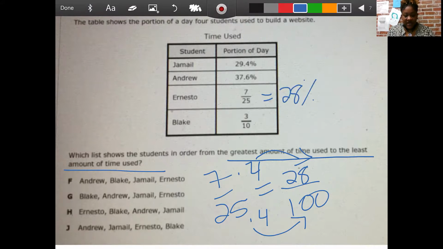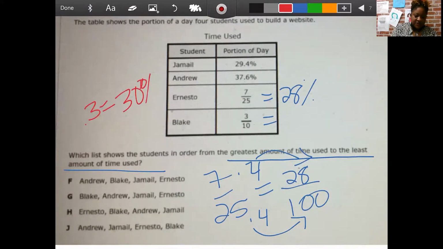Okay? 3/10 is super easy. 3/10, convert it to a percent, move the decimal over 2 places to the right, and that's 30%. So if you want to do it that way, it's so much easier to compare the percents now, okay?